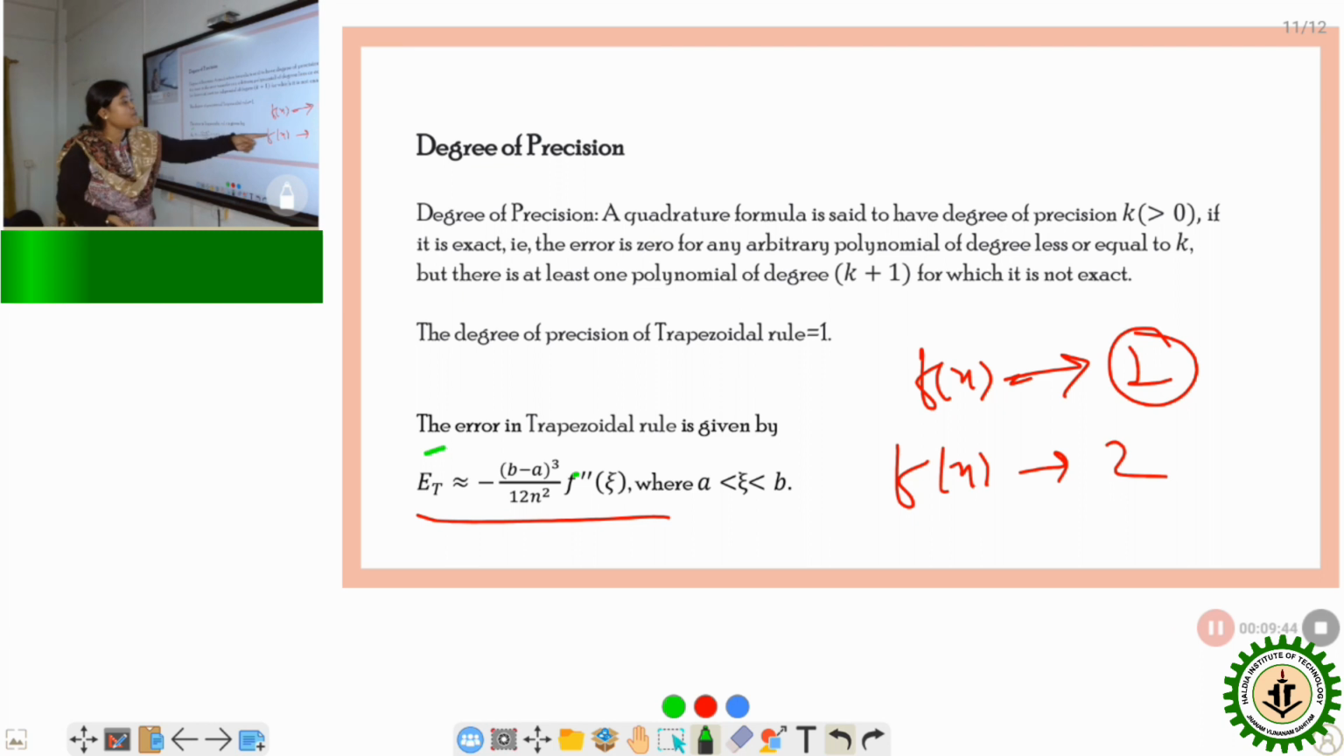But at least there should exist one polynomial where the error is not 0. If I take one polynomial of degree 2, we get some f double dash xi, and in that case we will not get 0. That means in this case we will get some error, and so the degree of precision of the trapezoidal rule will be 1, right?